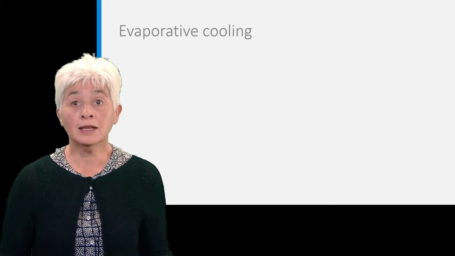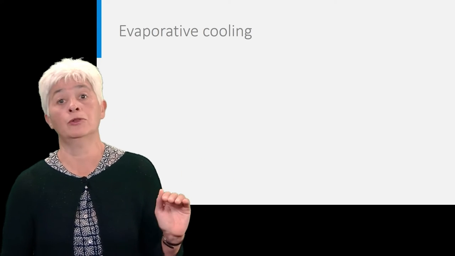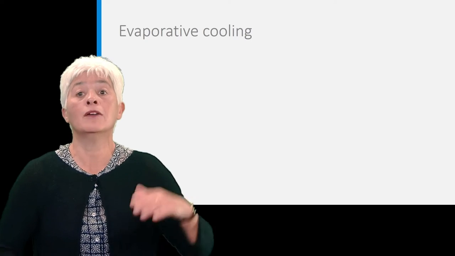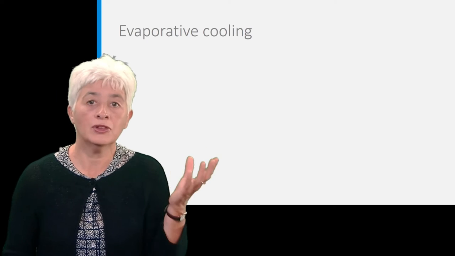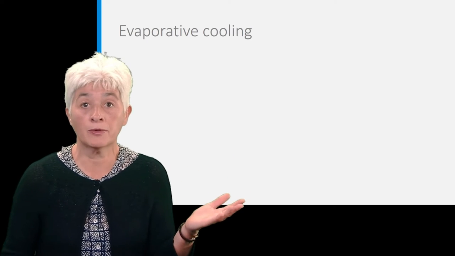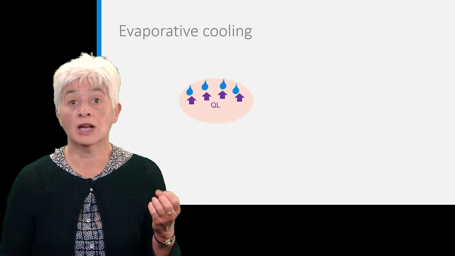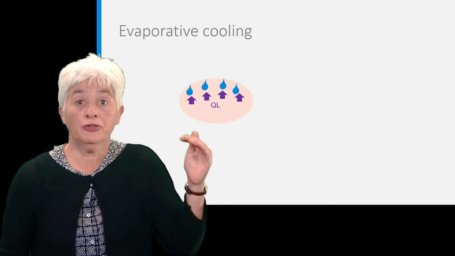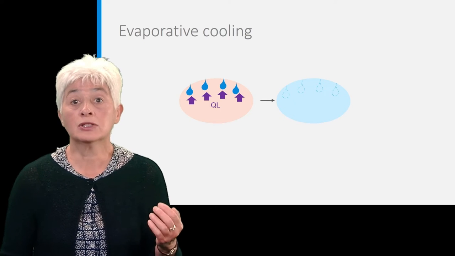You have learned already that as long as the partial pressure of the water vapor is below the saturation pressure, water can evaporate in air. To evaporate this water, heat is needed, the latent heat of evaporation. The water droplets take this heat from the air itself, which therefore cools down. With this heat, the droplets vaporize and mix with the air.